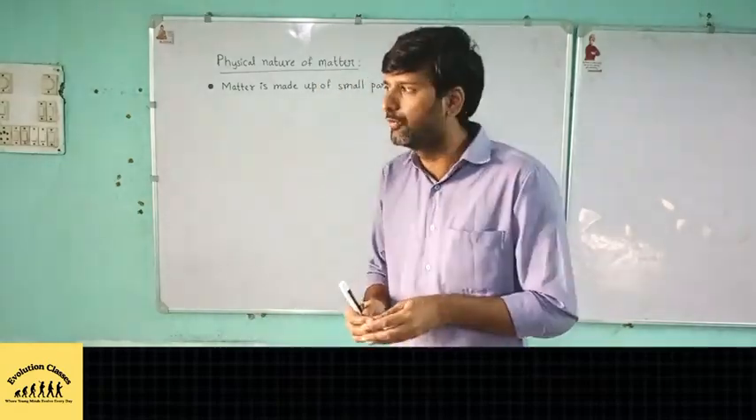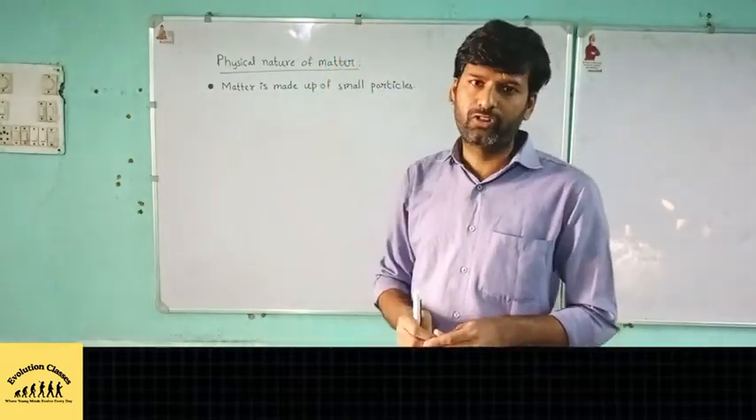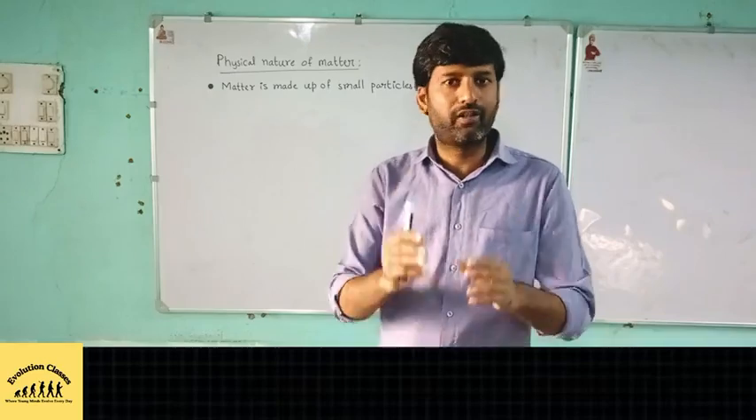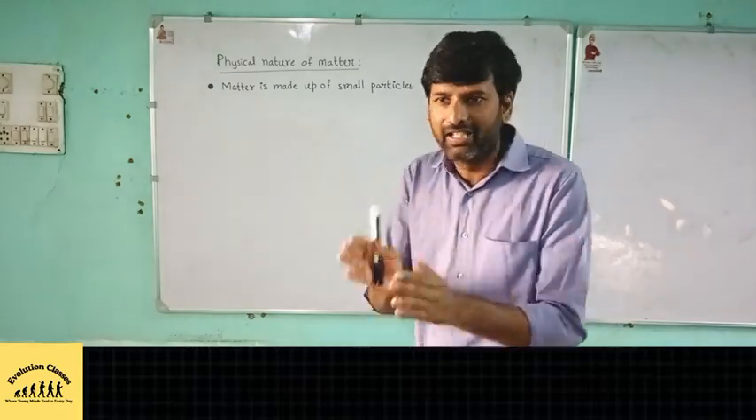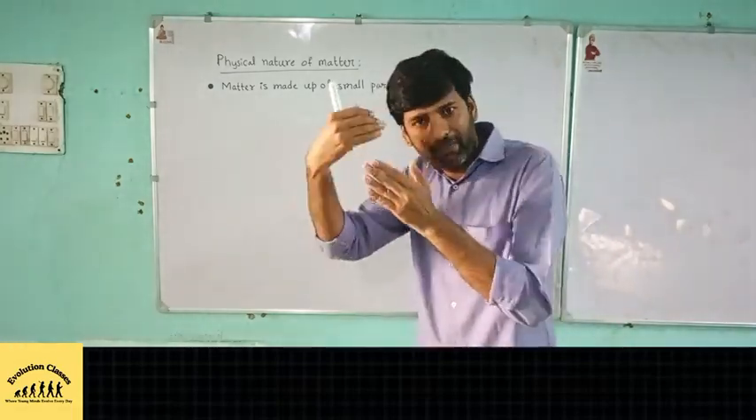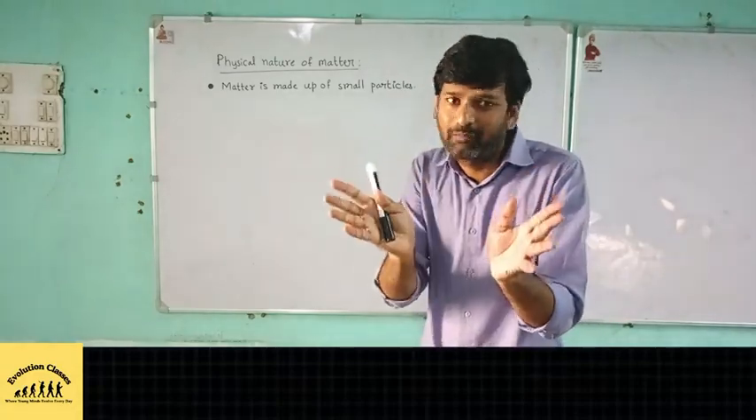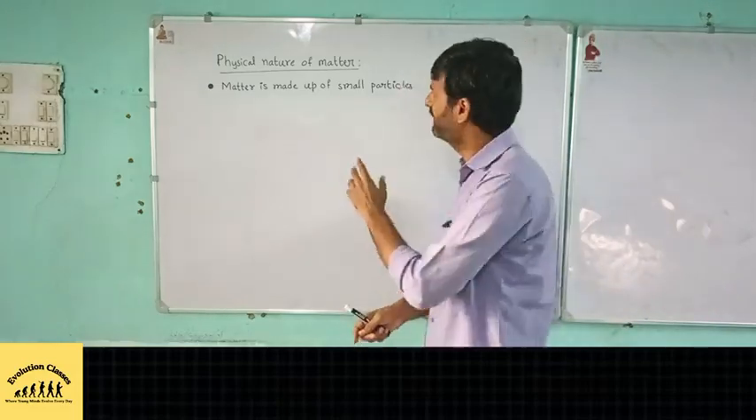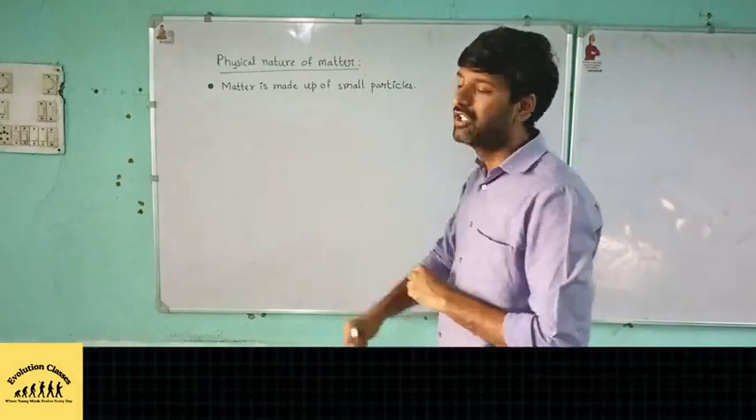But in the previous video, the ancient Indian philosophers thought that matter is made up of five basic elements called Panchatattva. Eventually we came to know that matter is not made up of these five elements, but actually it is made up of small, tiny particles. This is the physical nature of matter.